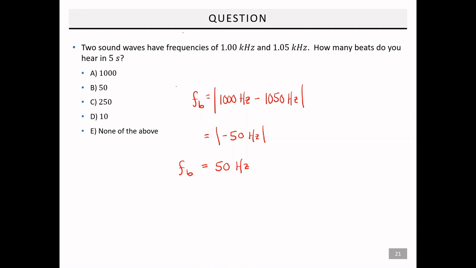When the beat frequency is 50 hertz, that means you hear 50 beats per second. So every second you hear 50 beats, then over the course of 5 seconds, you're going to hear 5 times 50 beats, which is going to give you 250 beats. So the answer here is C.